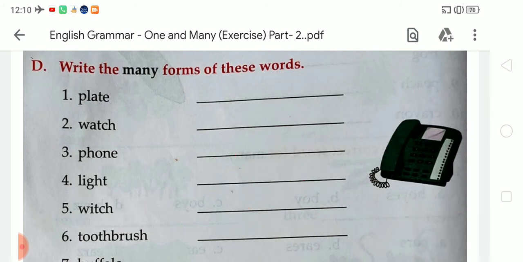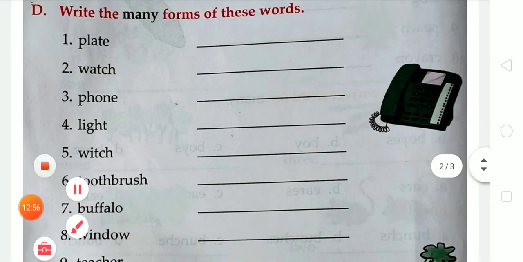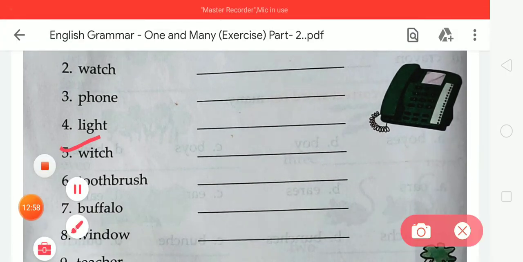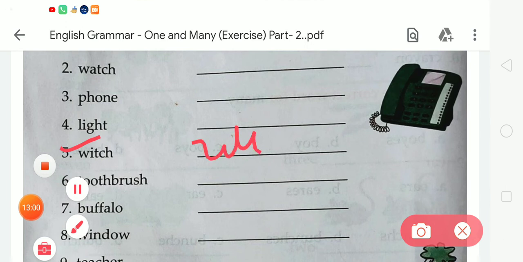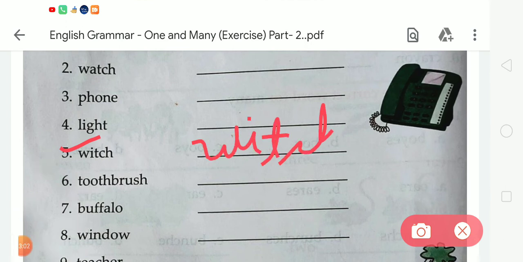Okay, now the next, number 5, there is witch. So we have to write witches. We have to add ES to change their form. Okay, to change their forms. Now the next, number 6 is toothbrush. So we have to write here toothbrushes. We have to add ES at the last.